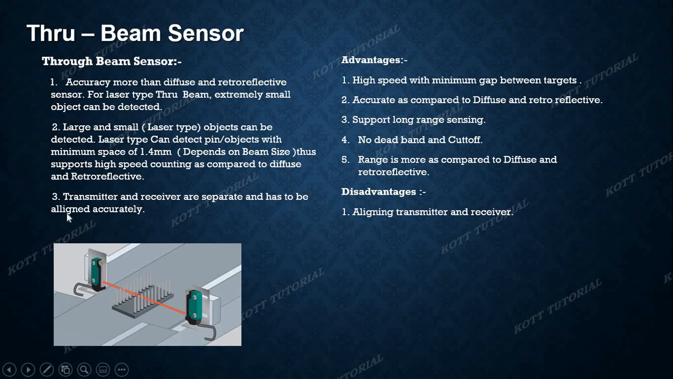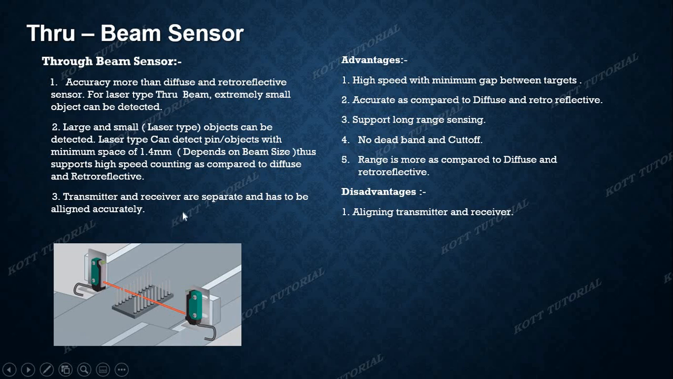Transmitter and receiver are separate and have to be aligned accurately. See, this is the major drawback of the through beam sensor. On site, when we are installing this sensor, we have to install and align the sensor exactly at 90 degrees. There should be no deflection. This is the transmitter part and this is the reflector part.